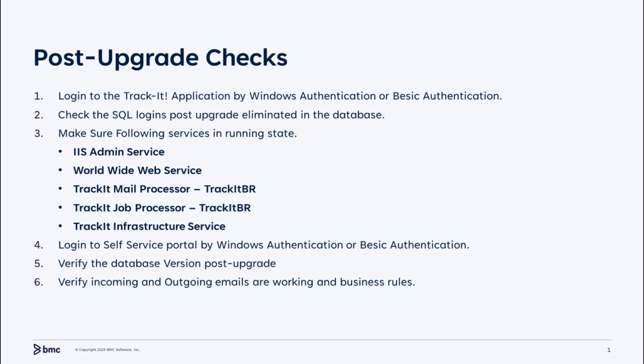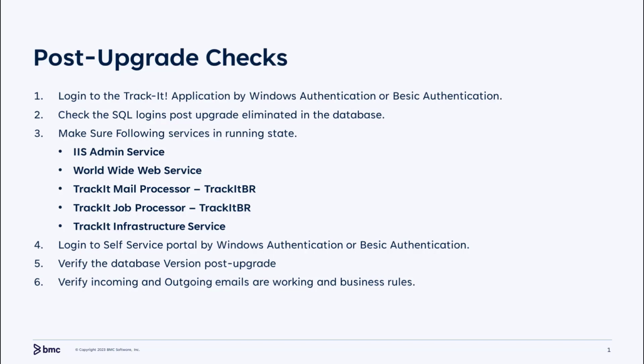Once we have successfully upgraded to the latest Trackit build version, follow the post-upgrade checks. Log in to the Trackit application with a Windows Authentication account and a Basic Authentication account. Check the SQL logins from the Trackit database in the Security and Logins folder. Log in to the self-service portal with the Windows Authentication and Basic Authentication accounts.